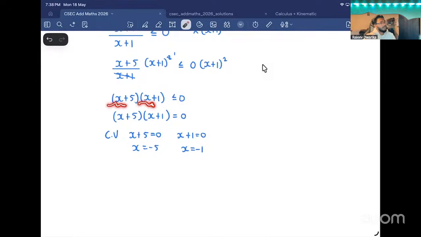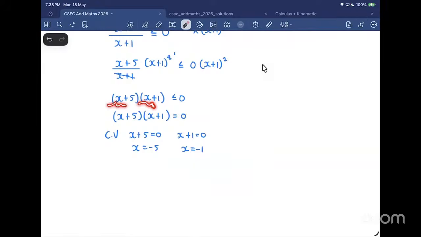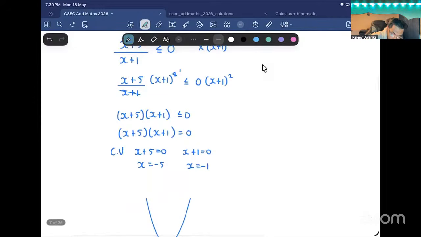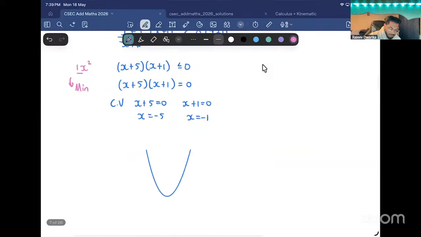If it's x squared, is it a maximum or a minimum graph? Minimum, right? If it's x squared, that means the coefficient of x squared is 1. Remember, if it's 1, it's positive and it's happy. And a happy face would look like this. So when you expand this out, you are going to get some quadratic with x squared, and this tells me it's a minimum graph.